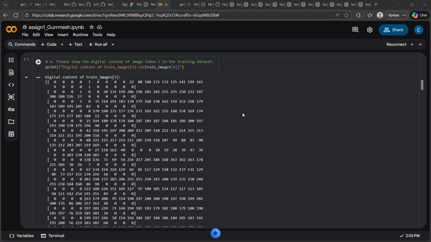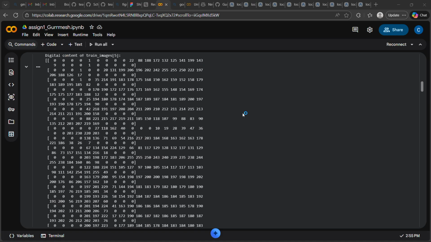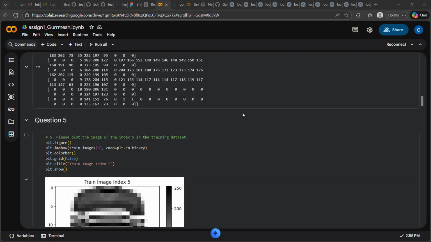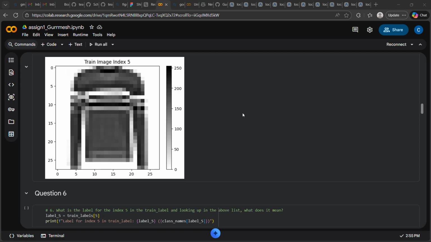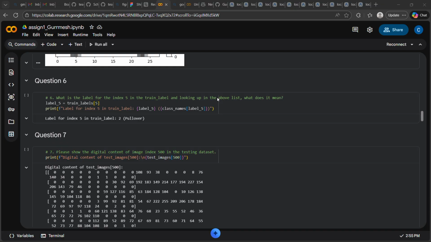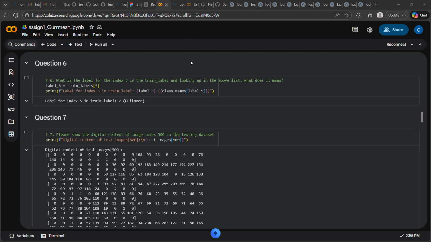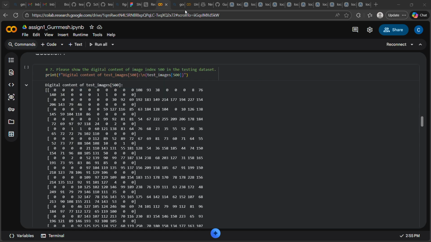When we inspect train images, we see a 28x28 array of pixel values ranging from 0 to 255, representing the intensity of each pixel. Plotting this image really reveals a visual representation of the item. Question 6, the label for index 5 in train labels gives us a pullover.